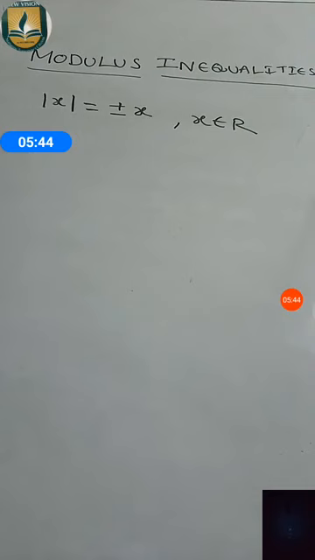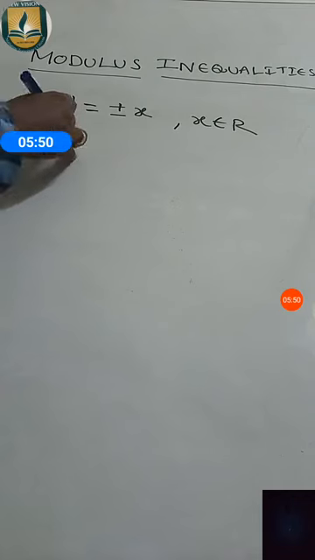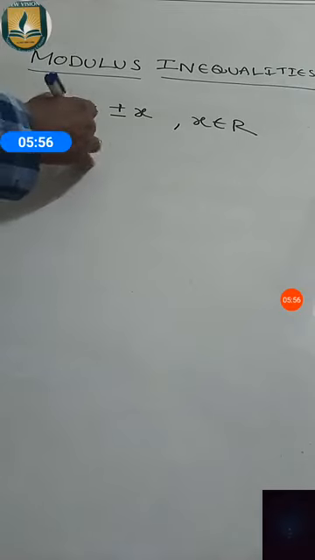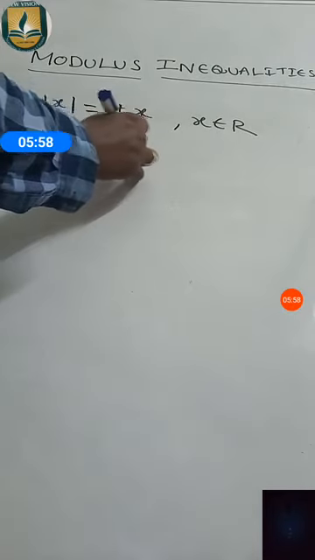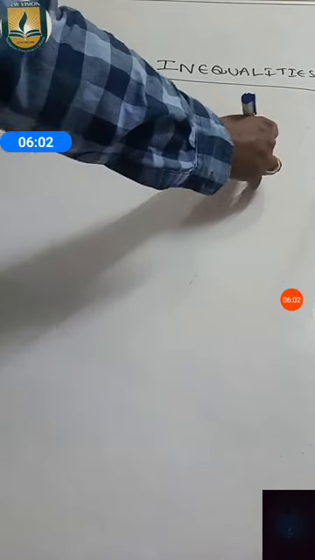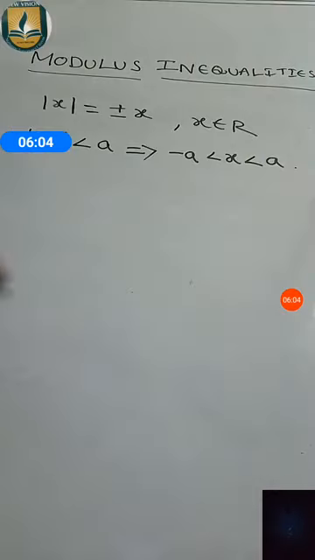Now, we are having some inequalities in this. The first result under this is modulus of x is less than a. Modulus of x is less than a implies minus a is less than x is less than a. How are we getting this? Now let us get this right in this video.